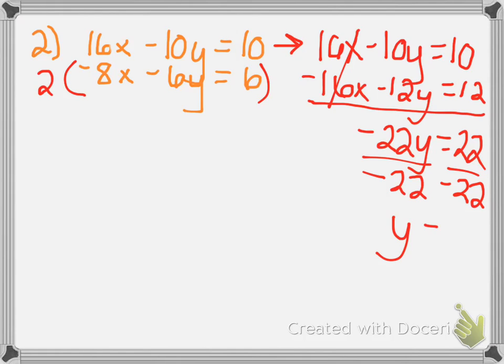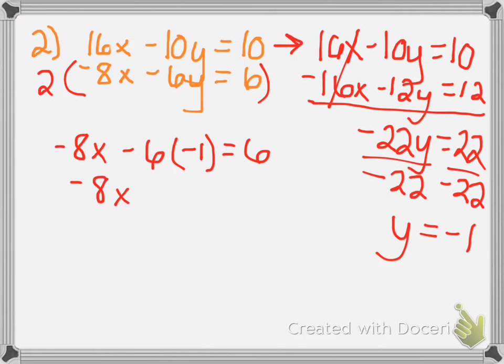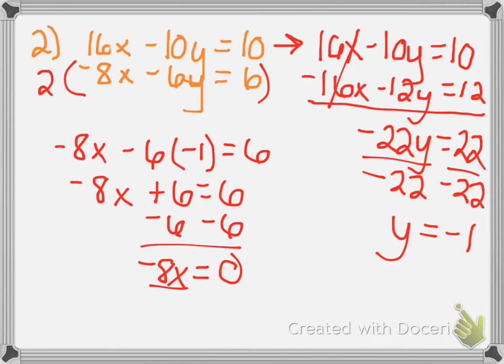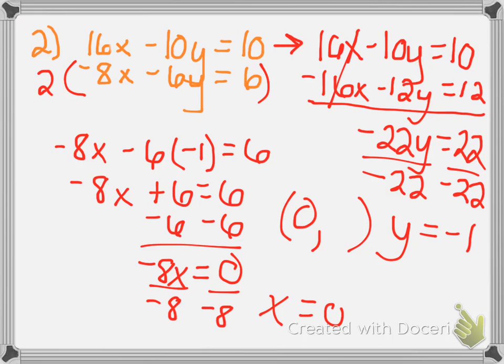So you have y equals negative 1. Then you take negative 1 and you plug it back into either the top or the bottom. I'm going to do the bottom. So I have negative 8x minus 6 times negative 1 equals 6. So I have negative 8x plus 6 equals 6. Subtract 6 on both sides. You have negative 8x equals 0. Divide by negative 8. And x is 0. So then your ordered pair is 0, negative 1.